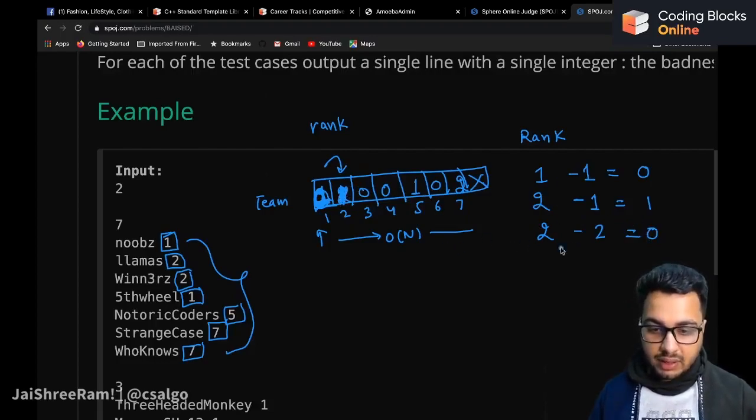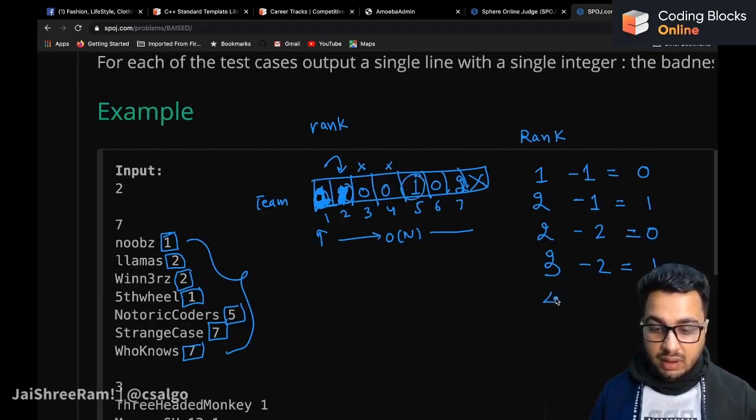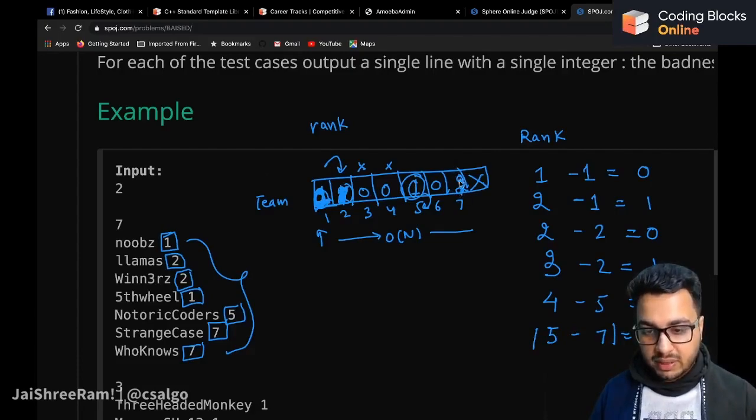So we pick another team from this bucket, we make it a 0. It has asked for a rank 2, available rank is 3, so this contributes a badness of 1. We go to next, we pick this team, available rank is 4, and this team has asked for a rank of 5, so this contributes a badness of 1. We make it 0. We go to the next, and then we have a team which has asked for a rank of 7, so this contributes a badness of 2 and we make it as 1.